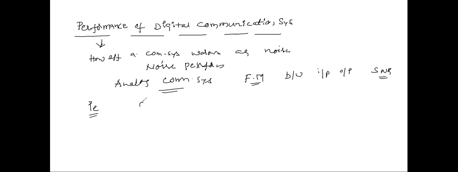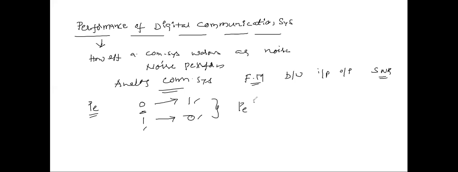For example, if 0 is transmitted, how much is the probability of 0 being received as 1? On the other hand, if 1 is transmitted, how much is the probability of 1 being received as 0? This is called error probability. That means we need to find out these probabilities. With the help of these error probabilities, we can measure the performance.